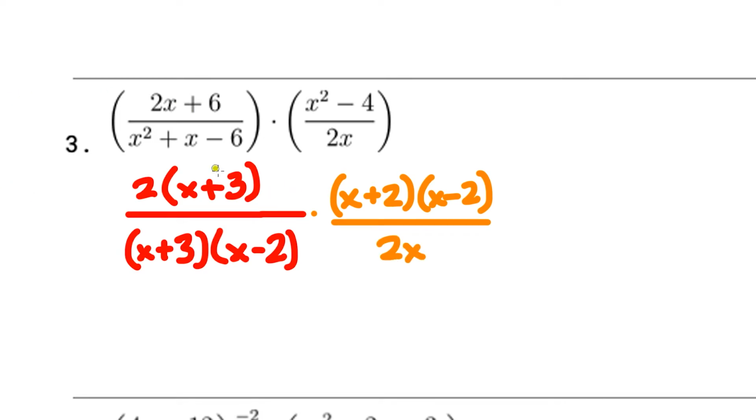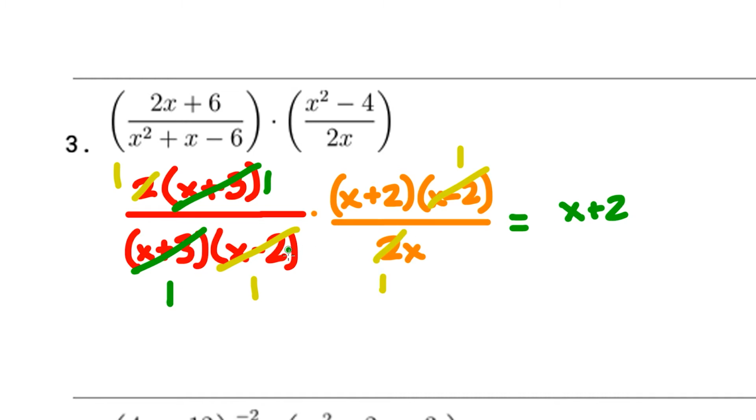Okay, now that everything's factored, it's easier to simplify everything. So divide the top and the bottom by 2, which cancels out this 2 right here. All right, this x minus 2 and this x minus 2 also cancel out because x minus 2 over x minus 2 is 1 over 1. Okay, the next thing we can cancel out is this x plus 3 and this x plus 3 right here. And you end up with 1 times x plus 2. And then at the bottom you end up with x, and that is your final answer for this one.